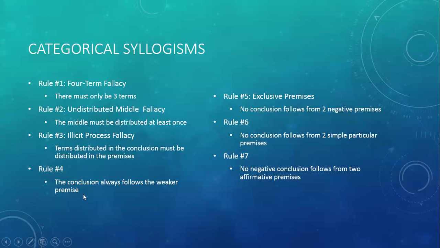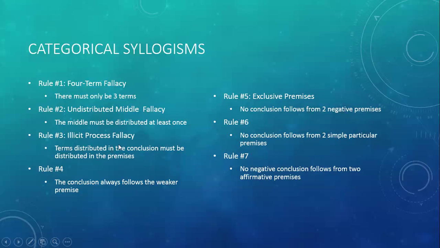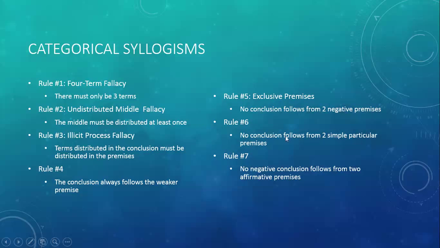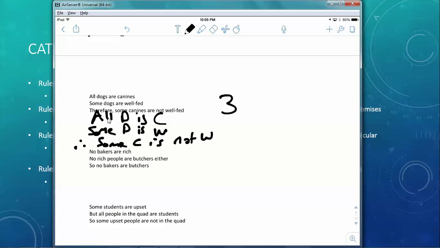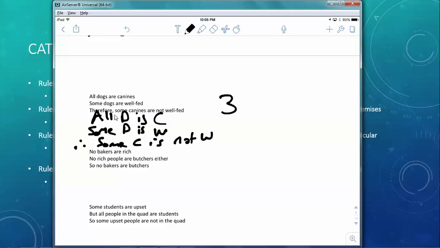Rule 4, conclusion always follows the weaker premise. I have a "some" here and I have a "some" down here, so I'm okay on that. No conclusion follows from 2 negative premises. I don't have any negative premises. I'm fine with that. No conclusion follows from 2 simple particular premises. I don't have 2 simple particular premises. I have 1 simple particular premise and then 1 universal one. No negative conclusion follows from 2 affirmative premises. I have 2 affirmative premises and a negative, so this is rule 7 as well.